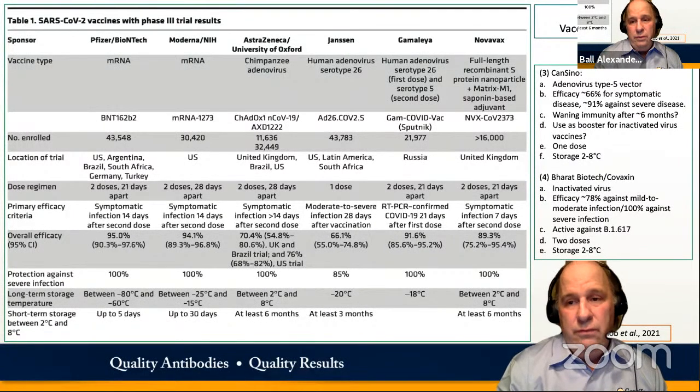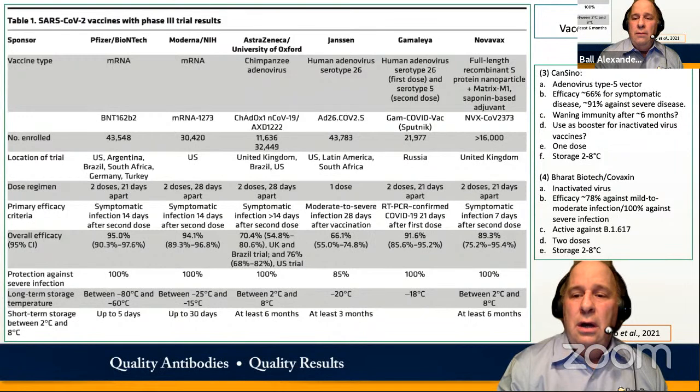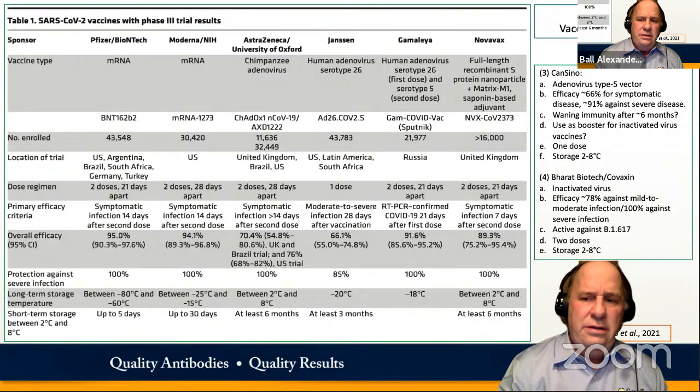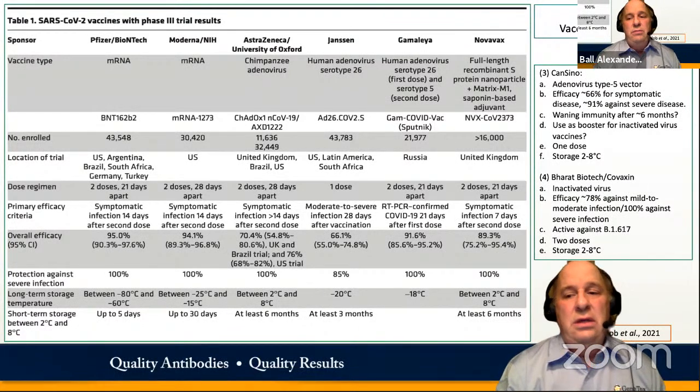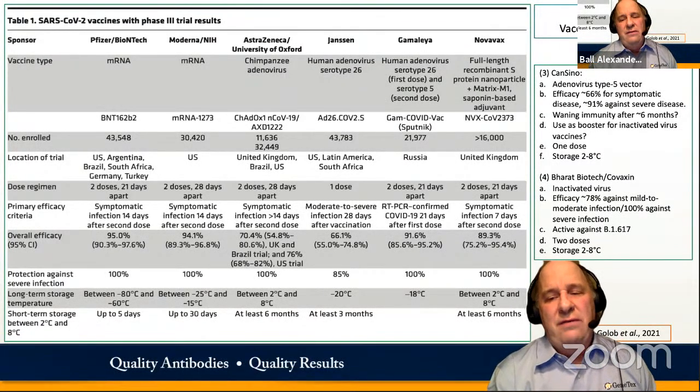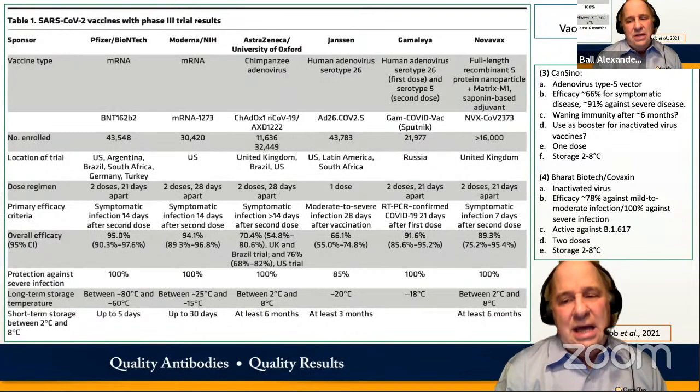In India, we're familiar with the horror that has gone through India with cases and deaths. One of their major vaccines, and I think they use at least 3, but one of the major ones is Covaxin, Bharat Biotech. It's inactivated virus, efficacy about 78%, but again, 100% against severe infection. There is some evidence that it's active against the B.1.617 variant. Now, this has actually been broken down.